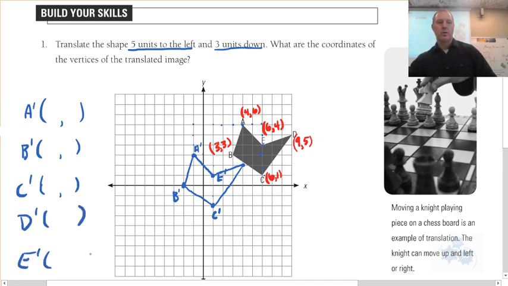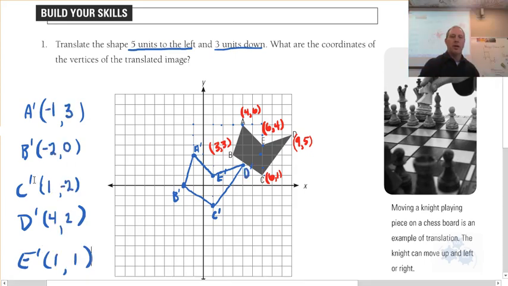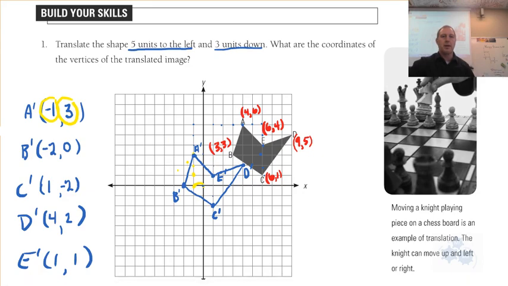One more. So there's your Build Your Skills number 1, and those are the coordinates for the new points that we generated. Remember, always start from the origin and count left or right first. So for A, I have to go 1 unit left, so that's the -1 right here. And then I have to go 1, 2, 3 units up. Where's my 1, 2, 3 units up? And that's the second part of the coordinate there. So 1 left, 3 up to get to A prime. 2 to the left, and 0 up or down. So that's where I get my coordinate for B prime.